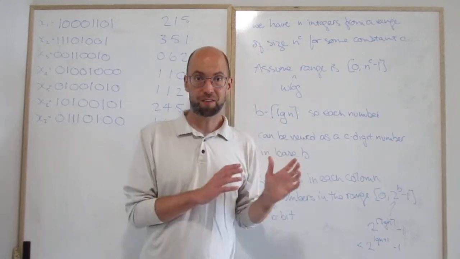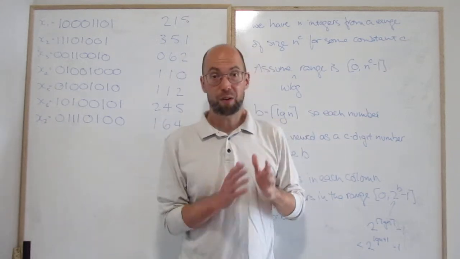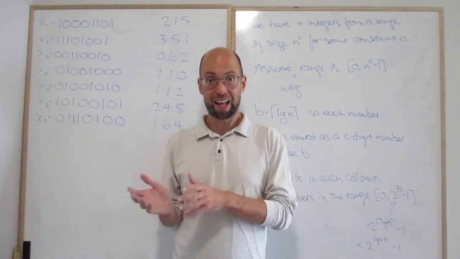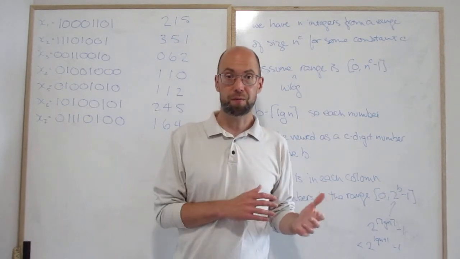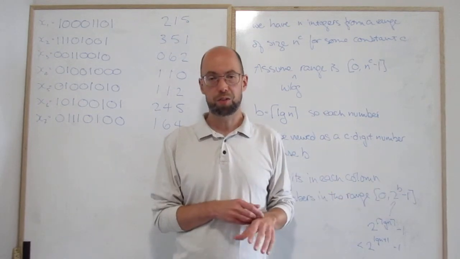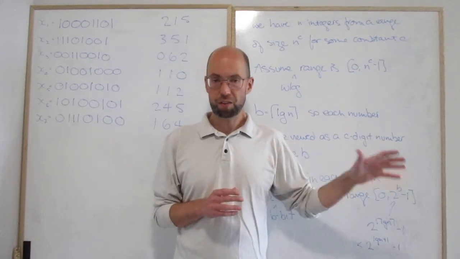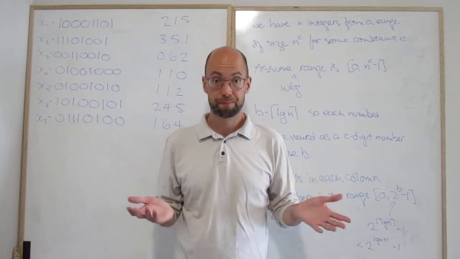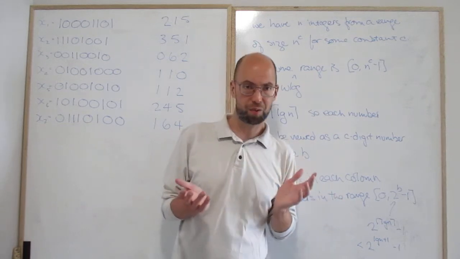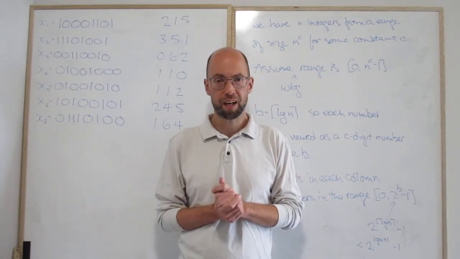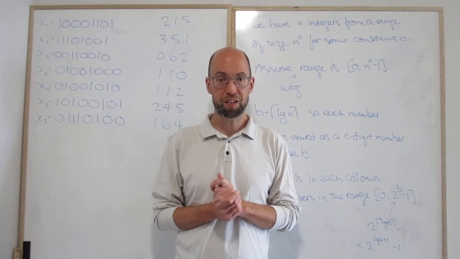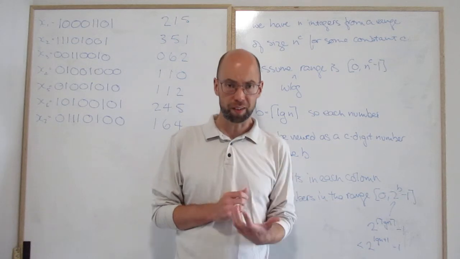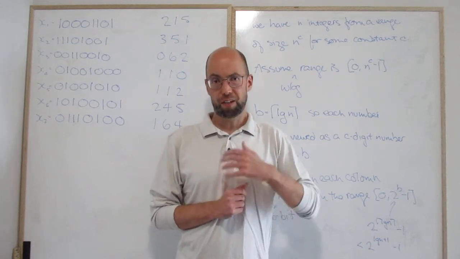So now we have this theorem that if you have n numbers from a range which is polynomial in n, then they each fit in a constant number of machine words, and then you can sort them in linear time. Okay, so that actually comes up quite a lot. And so radix sort is magic, and it breaks lower bounds, but not really, because you have this assumption about the range.